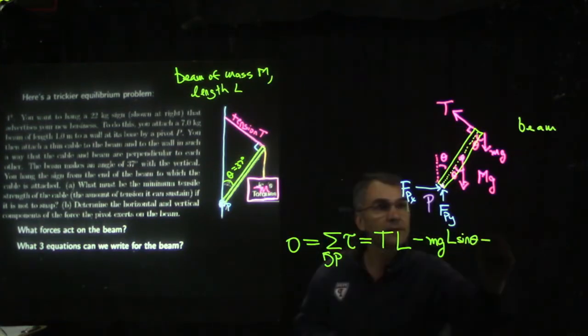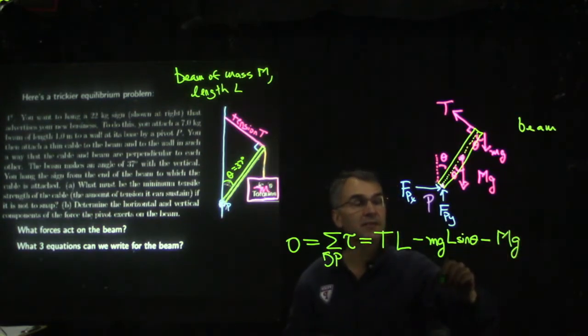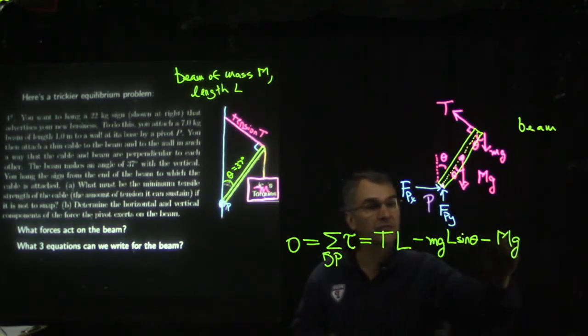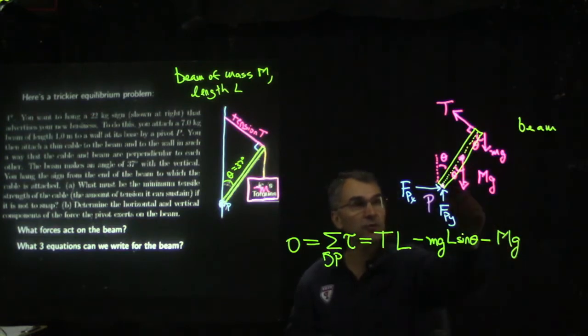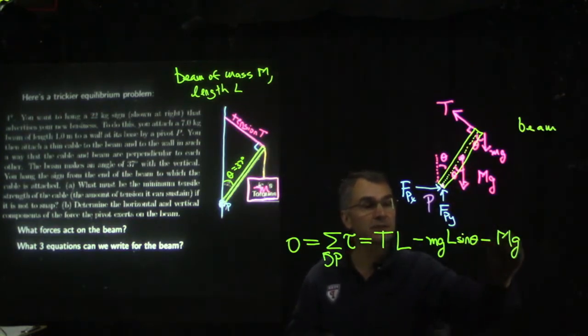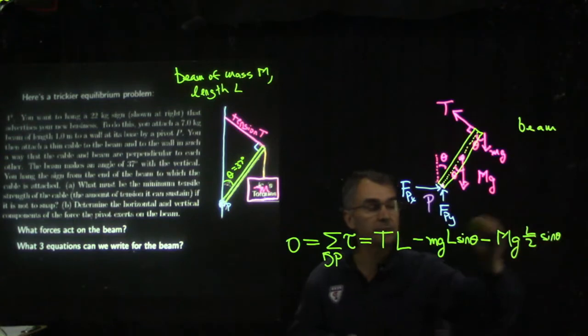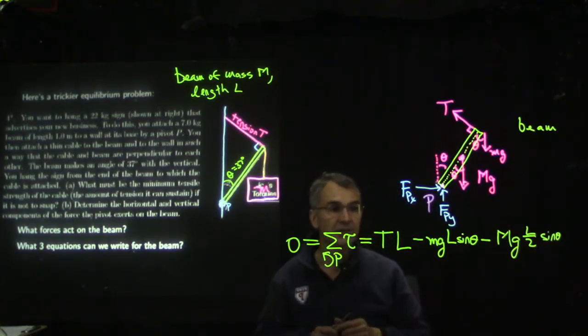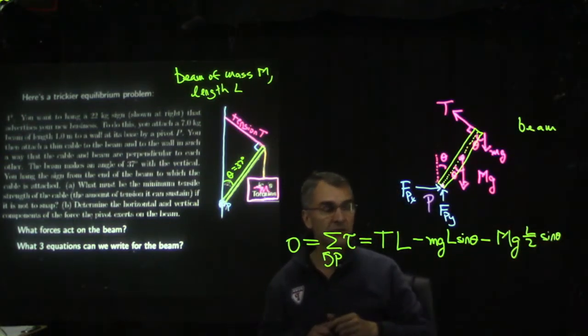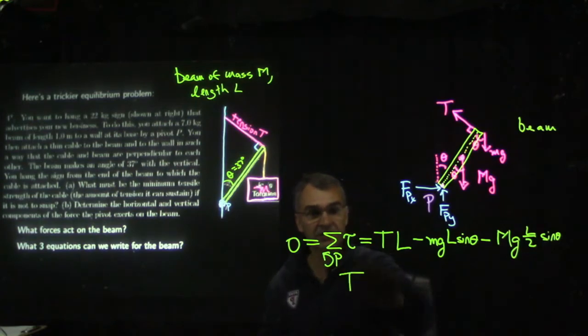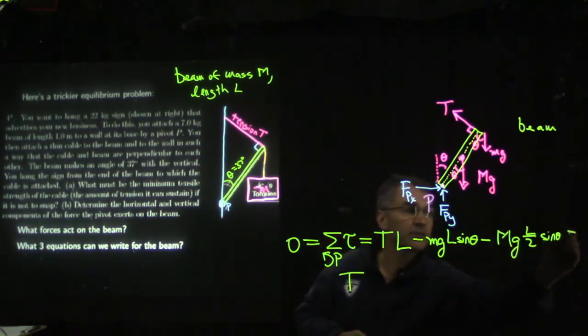So that makes sense. Then we have big mg, the weight of the beam itself, and its lever arm is half the lever arm of the sine. So it's also a vertical force, but it's halfway up the length of the beam. So that's L over 2 times sine theta. So this is nice. The L's will cancel. This gives us directly an expression for the tension. The tension can stay on, all of this equals 0.